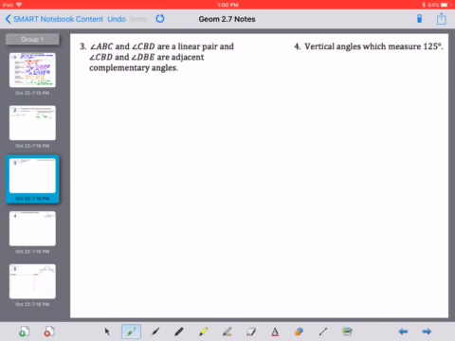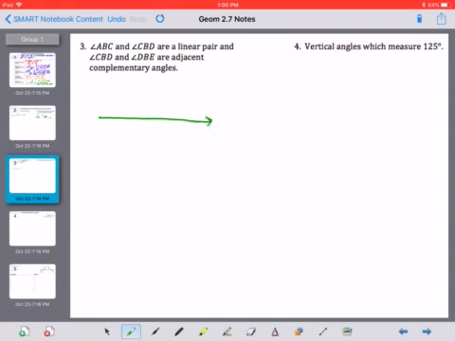All right, the next picture is kind of a tough one. So we have angle ABC and angle CBD are a linear pair, and angles CBD and DBE are adjacent complementary angles. Let's start with the first statement. Let's start with that linear pair.